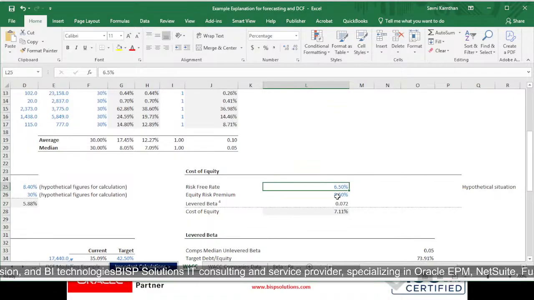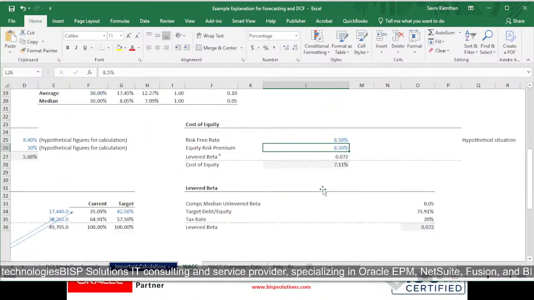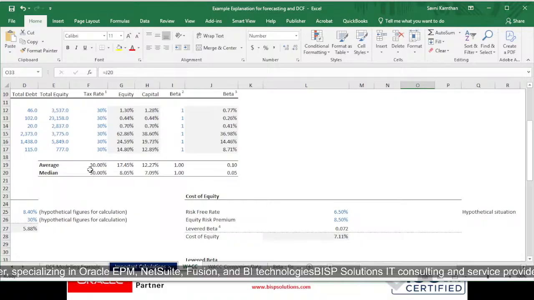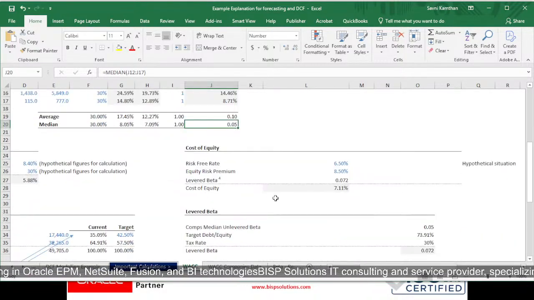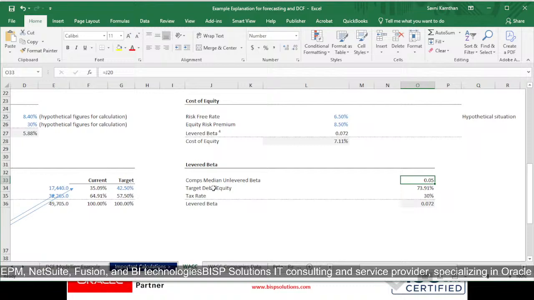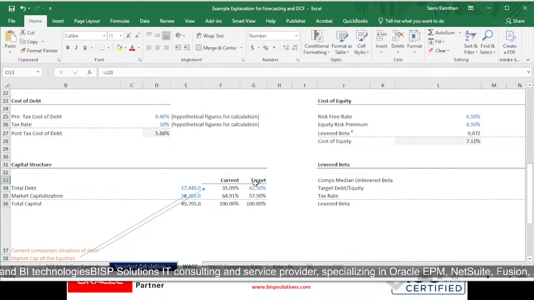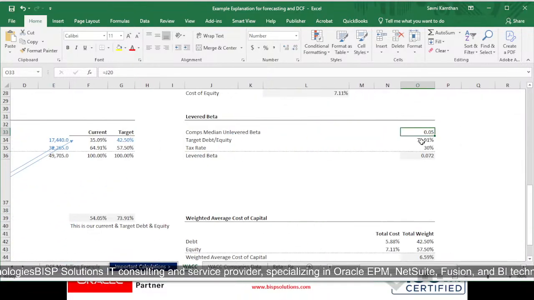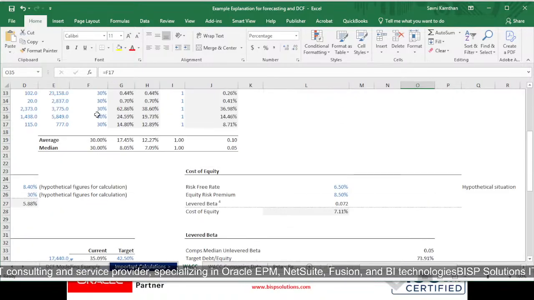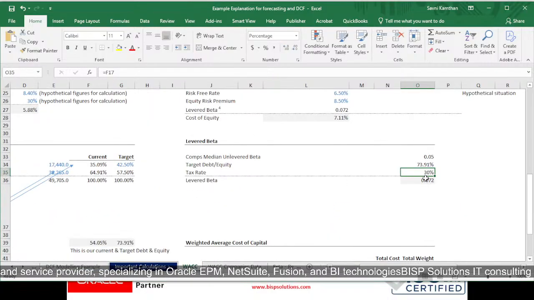Now coming to our cost of equity. The risk free rate I have taken, the equity risk premium I have taken hypothetically. Now my levered beta is remaining, so for that I will calculate the levered beta, where I have taken the comps median unlevered beta. I have taken it from my median unlevered beta, which is 0.05. Then I want to calculate my target debt upon equity, which is 73.91, so I have taken it over here. And the tax rate I have taken 30%, as in my above table also. Then I have calculated my levered beta.